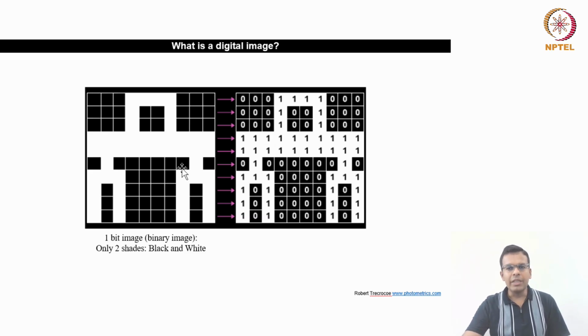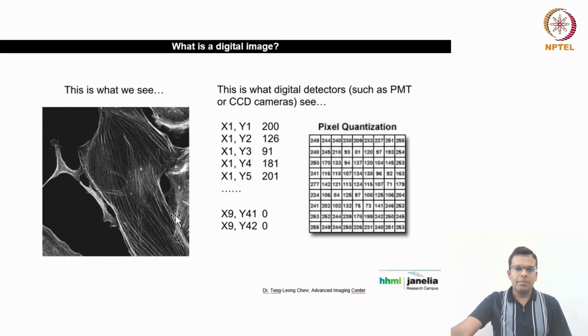But in a real camera, it does not work like that. This is what we see in a microscope image, right? Some of the parts are bright, whereas some of the structures are low in intensity. So how does the camera record this brightness? As I mentioned, pixels are numbered like x1 y1, x1 y2, x1 y3, and so on, up to x9 y42. All the pixels are numbered like this, and the computer knows the electrons or the photons coming from each of these pixels.